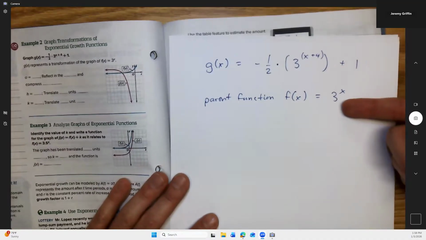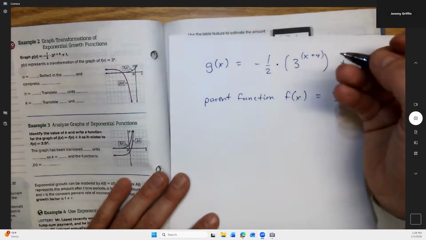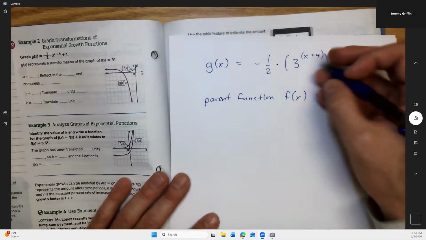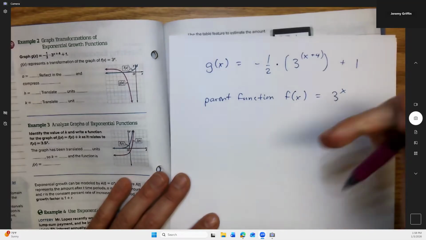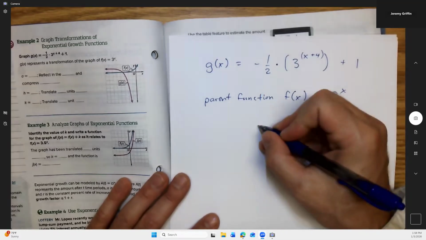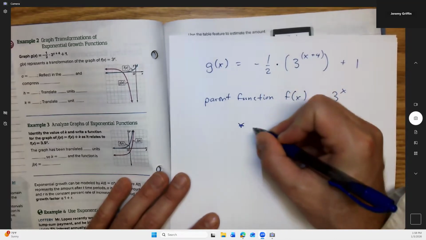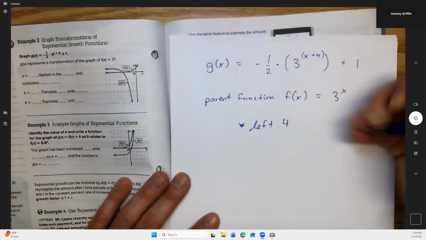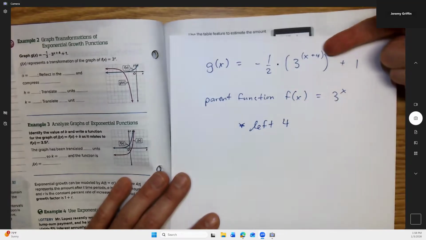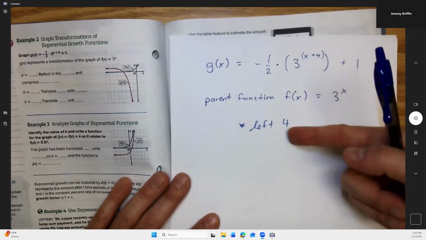But then what from there? If this is my parent function, I want to put it through this set of transformations. Well, I know what this negative 4 means right here. It means to go left 4, and that's from tagging that plus 4 onto the x. So that's left 4.